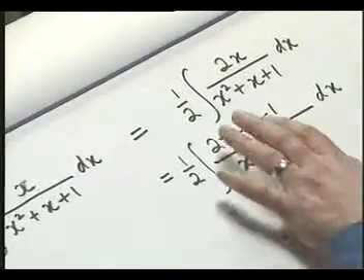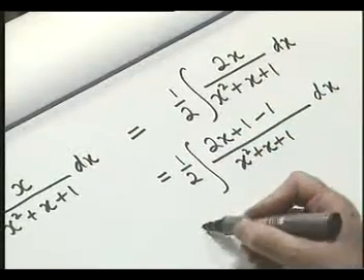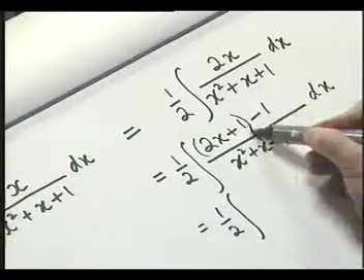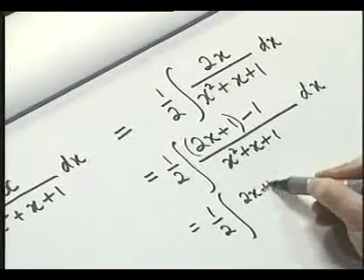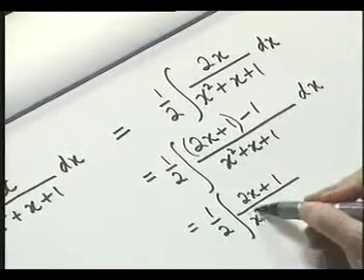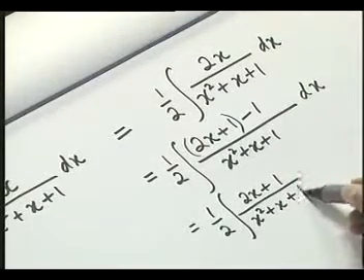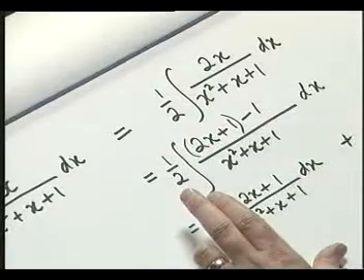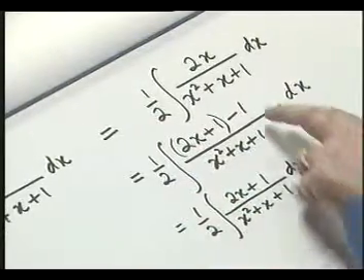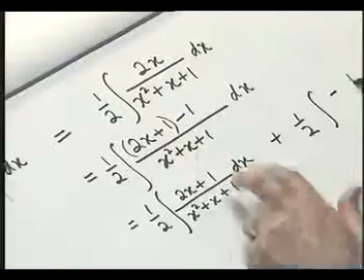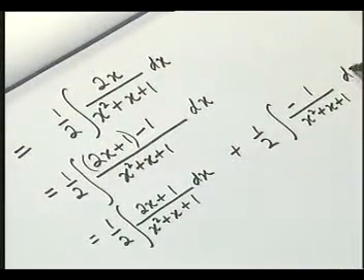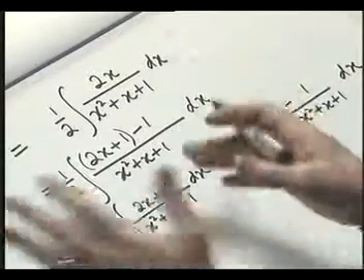Now what I can do is split this into 2 integrals. I've got a half the integral of these first 2 terms over x squared plus x plus 1 dx. And I've got a half the integral of the second term, which is minus 1, over x squared plus x plus 1 dx. So that little bit of trickery has allowed me to split the thing into 2 integrals.